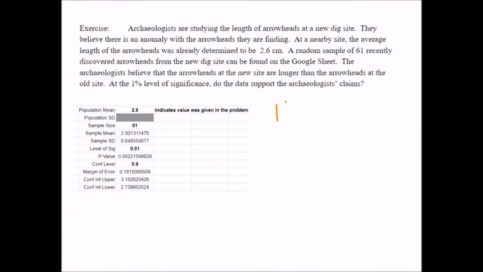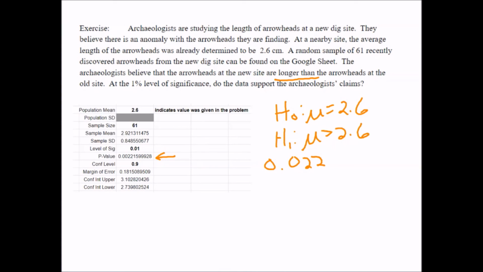For the arrowhead problem, our null hypothesis was that the average is 2.6 centimeters. We wanted to test, I believe it does say are longer than the arrowhead, so we're testing to see is it greater than 2.6. We got a p-value right here of 0.0022. And again, we would double that if this were a two-tailed test. This was just a one-tailed test. Google Sheets goes to the right. So if you want to go right and left, you have to double it, which I believe one of the examples before we did have to double it. This one we don't.